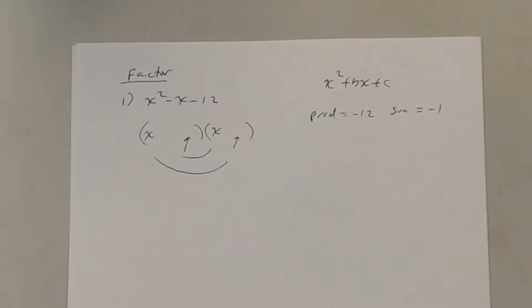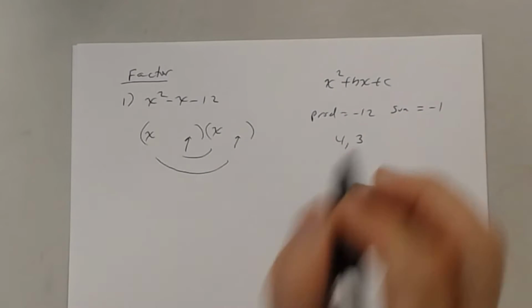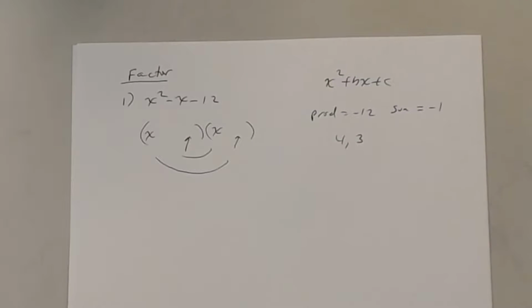You come up with two pairs of numbers that you think may work. 4 and 3? All right, let's try 4 and 3. 4 times 3 is what? 12. Right away, that's not correct. Oh, it's negative, because I want negative 12. So if the product is negative, then one of the two numbers has to be positive, the other one has to be negative. Negative 4 and 3. Let's try negative 4 and 3.